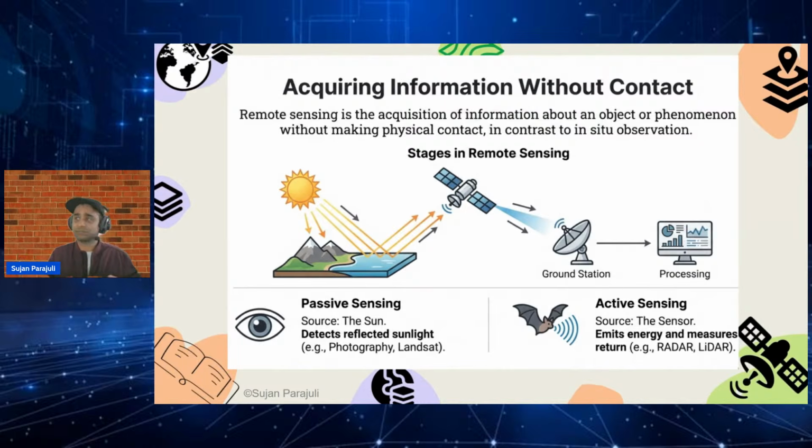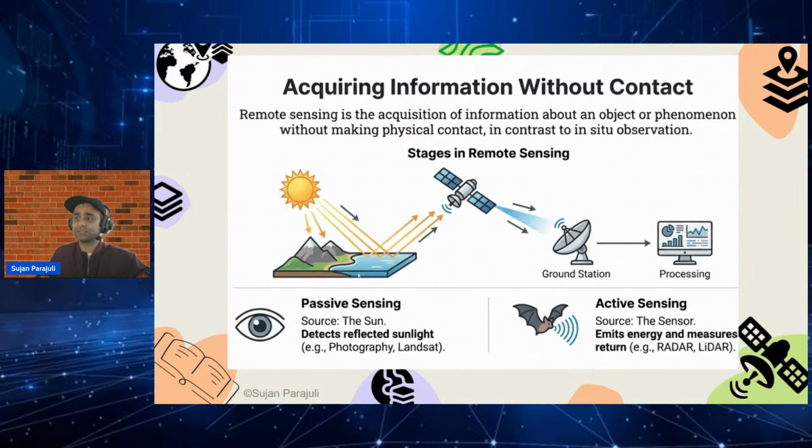And while doing that, when we talk about sensors from multispectral to SAR, there are different ways the data are collected. One is passive sensing and another one is active sensing.